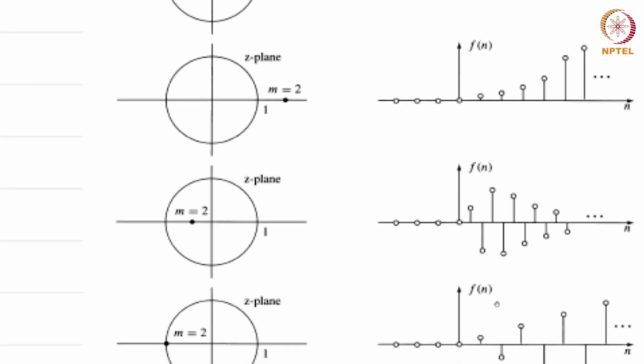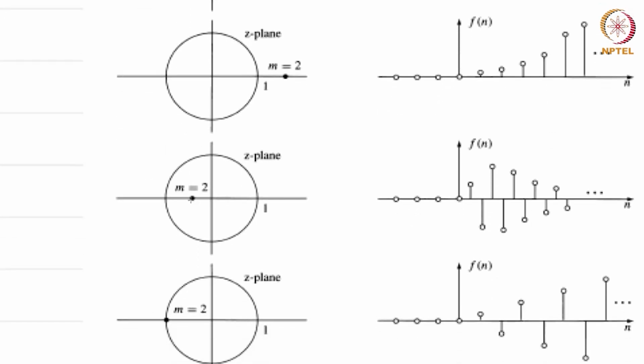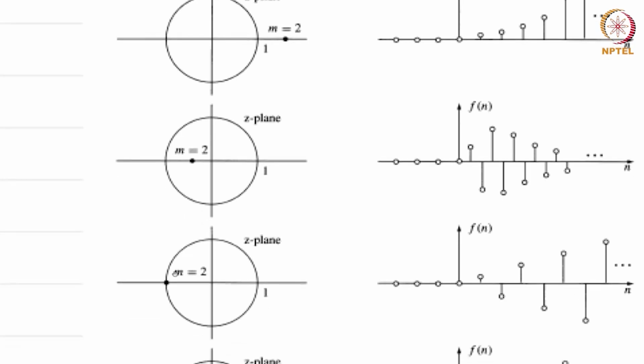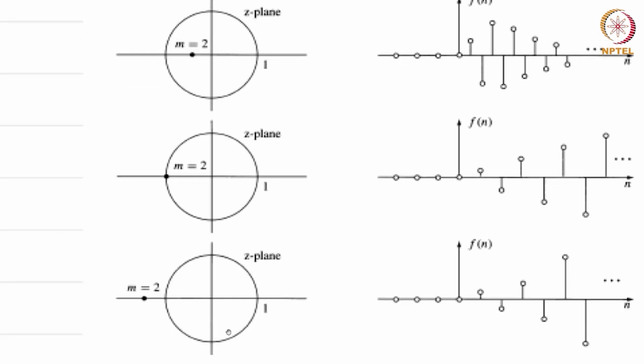And exactly the same kind of thing when the pole is on the negative real axis. The envelope is still of the form n times a to the n, but you have terms alternating in sign. If you have a double order pole at z equal to minus 1, it is a ramp, but with alternating sign, and this is for the pole on the real axis outside the unit circle. The main point is the envelope is similar, but signs alternate.